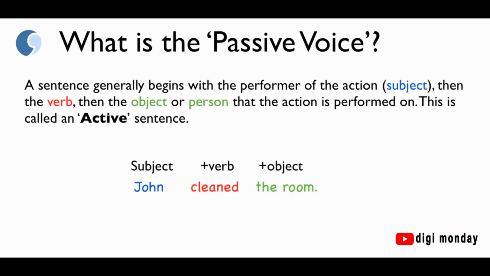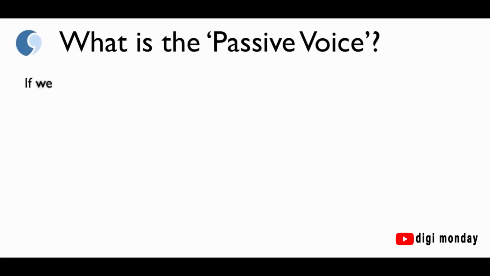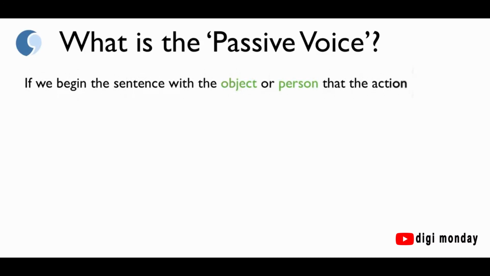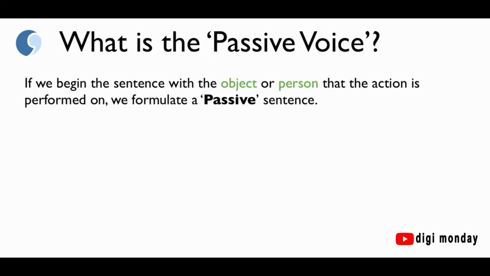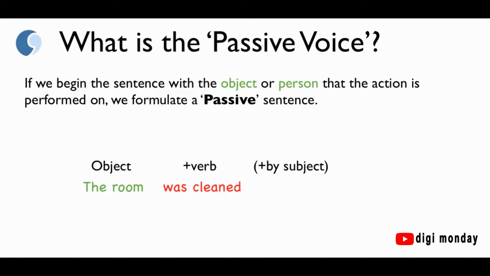John cleaned the room. Now, if we begin the sentence with the object or person that the action is performed on, we formulate a passive sentence. So, starting with the object, the room, then adding the verb was cleaned, and if you want to add the person or the subject, we can use by. By John. The room was cleaned by John.